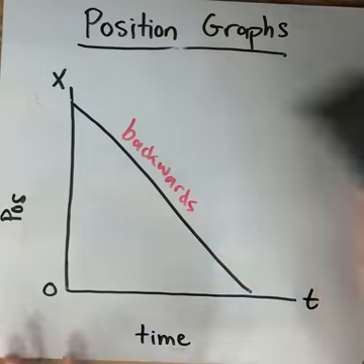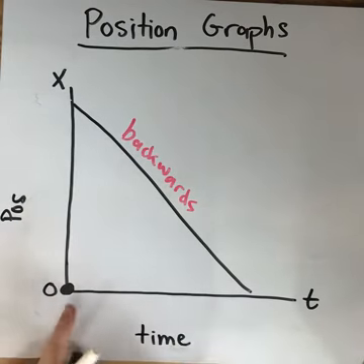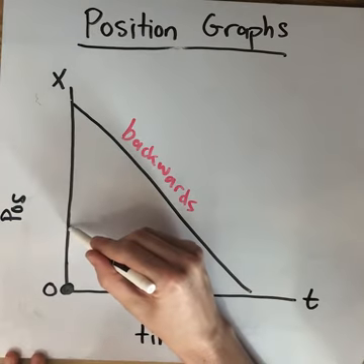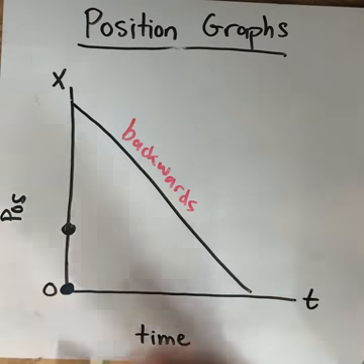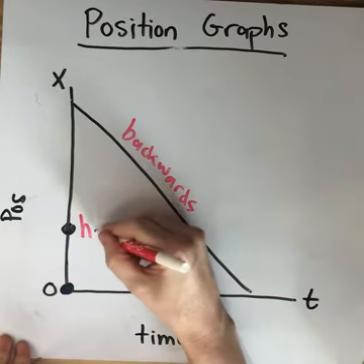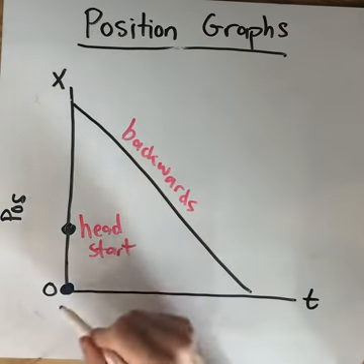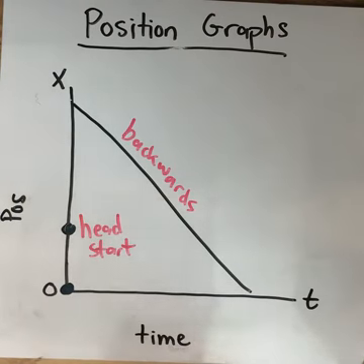The last thing you need to know about position graphs: if you start on 0, that means that you started at the origin or where we expected. It is possible, however, to start further up the axis. If your graph starts up high, that just means that the object got some kind of a head start. It didn't start at the reference, it started somewhere else. So by moving up the axis, we can see how big of a head start it was given.